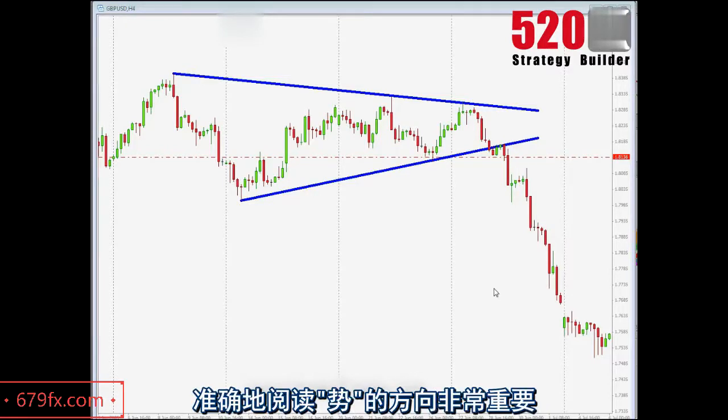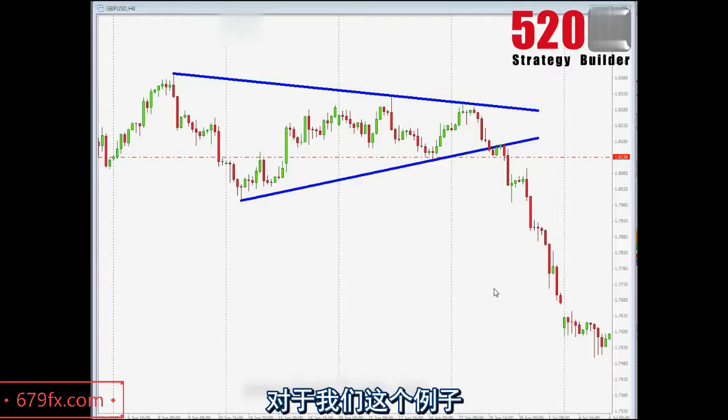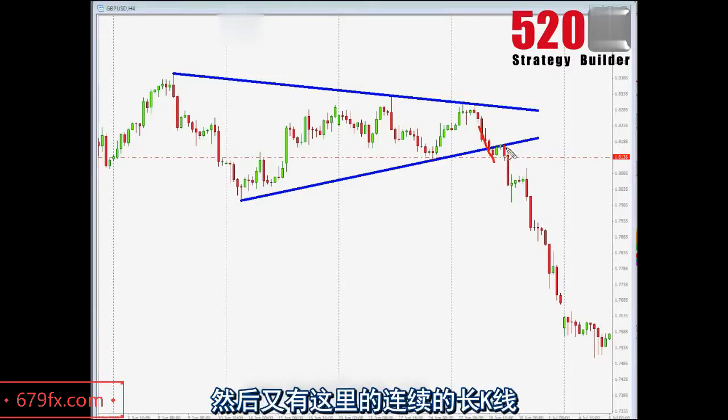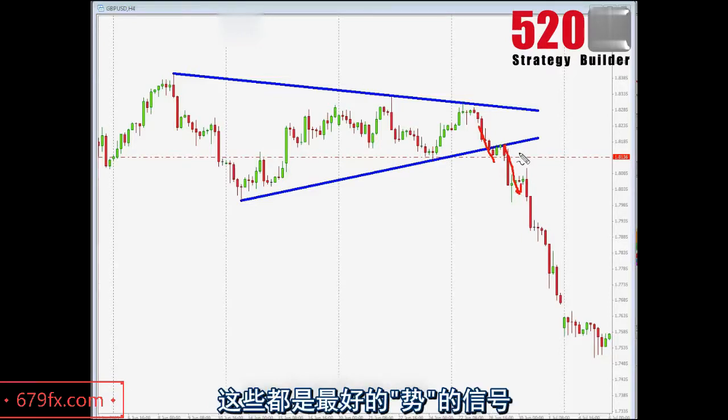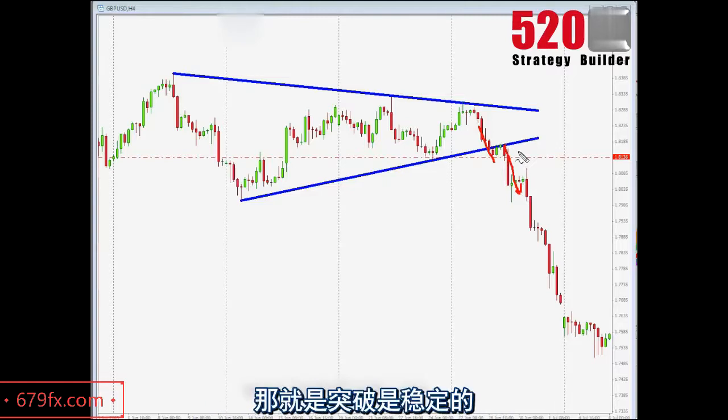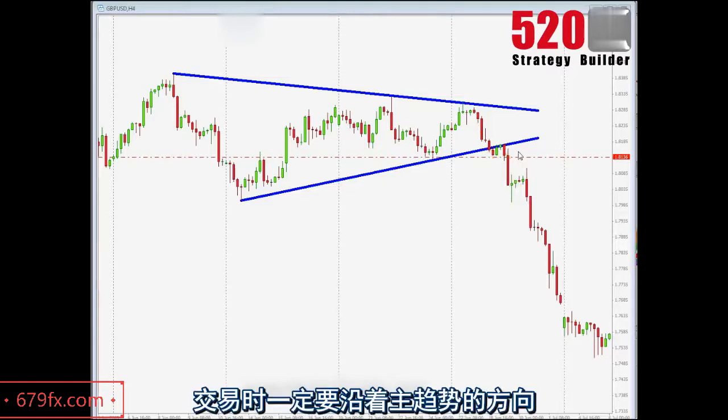In this case, that signified when we have either the breakout or the continuation part in high momentum, meaning long bars. That's the best indication you can have that the breakout is going to be a valid one, and you want to be riding that breakout always in the direction of the main trend.